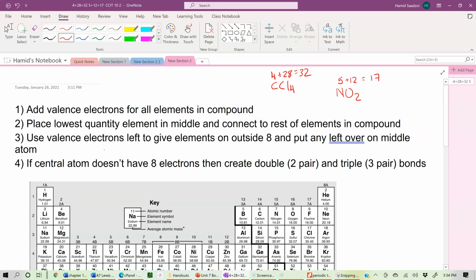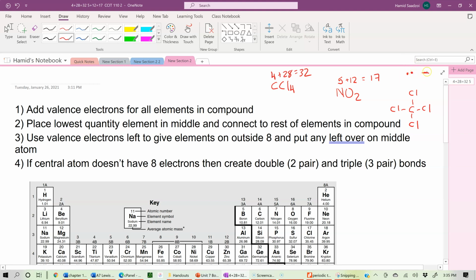3, use the valence electrons to give the elements on the outside 8 and put any leftovers on the middle atom. So let's say we're doing CCl4. We put C in the middle. We're going to connect it to each chlorine. And this is where the game begins. You have a total of 32 electrons. Used up 2, 4, 6, 8 to connect. Now, 2 dots is the same thing as a line. So whether you want to do dots or lines, really up to you. I think lines are a little bit easier, but if you are bent on dots, then do dots.